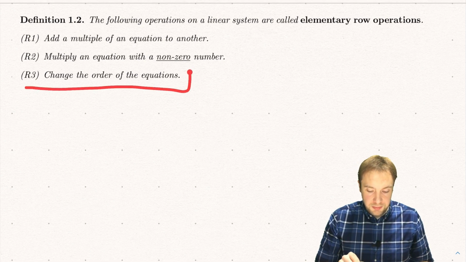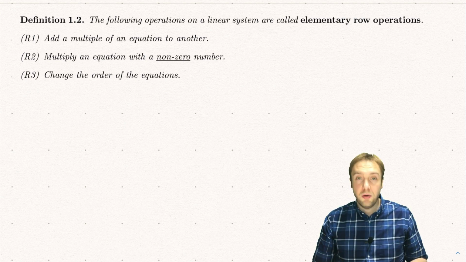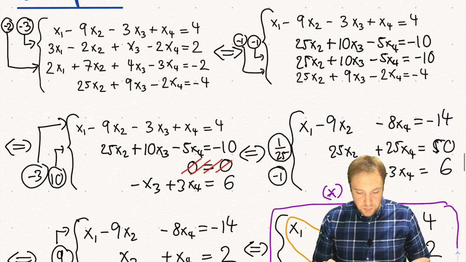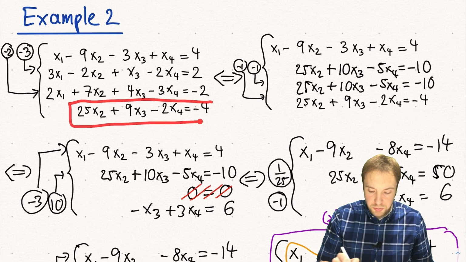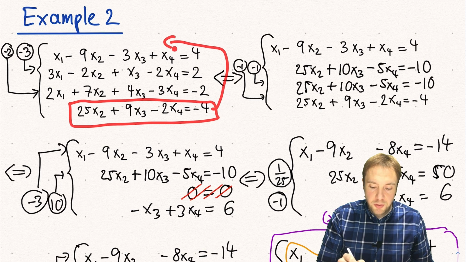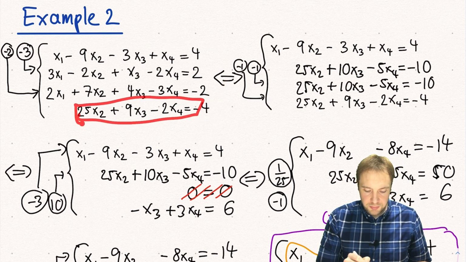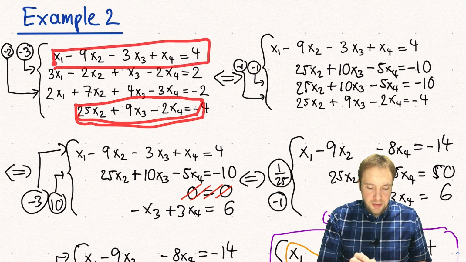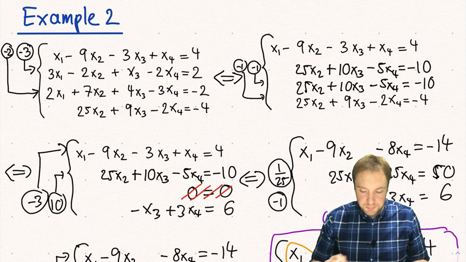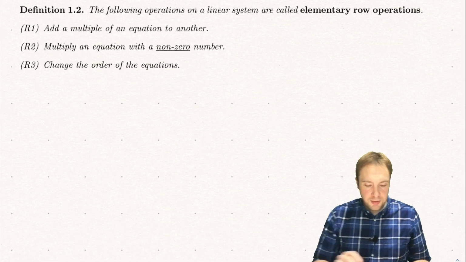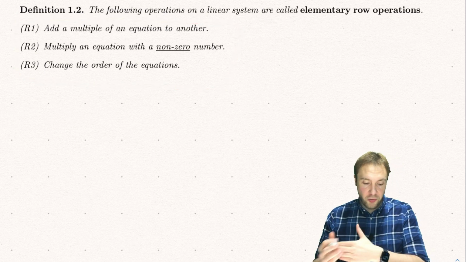And then the last elementary row operation is just changing the order of the equations, which we didn't do in this example here. One could imagine that if this equation would be on top here, then we would maybe change the order of this equation and this equation, because we want to have the x1 in the first equation. And because all of these operations are invertible, we can go back.